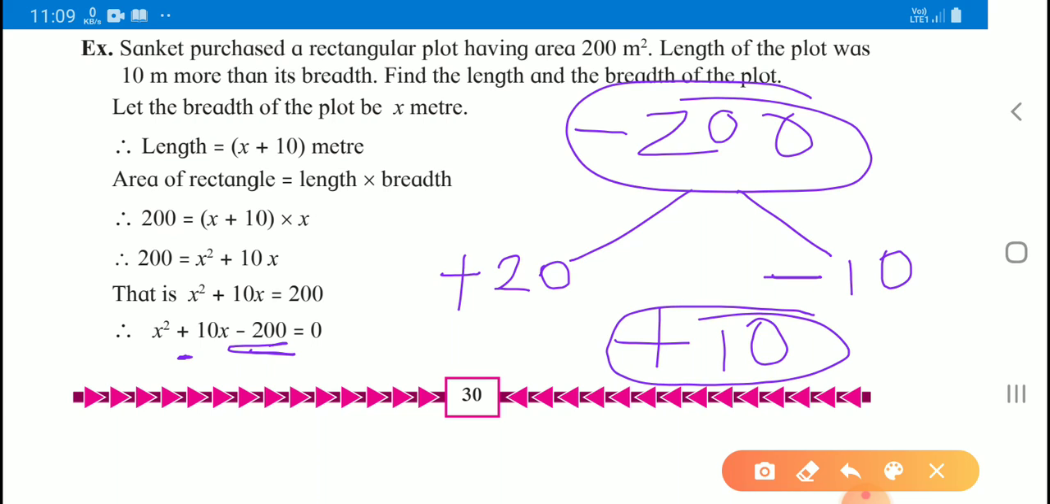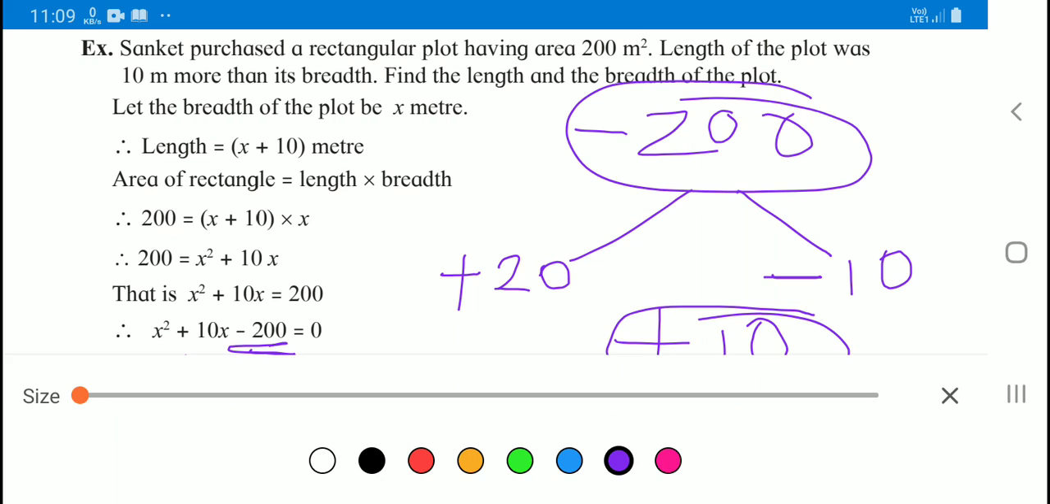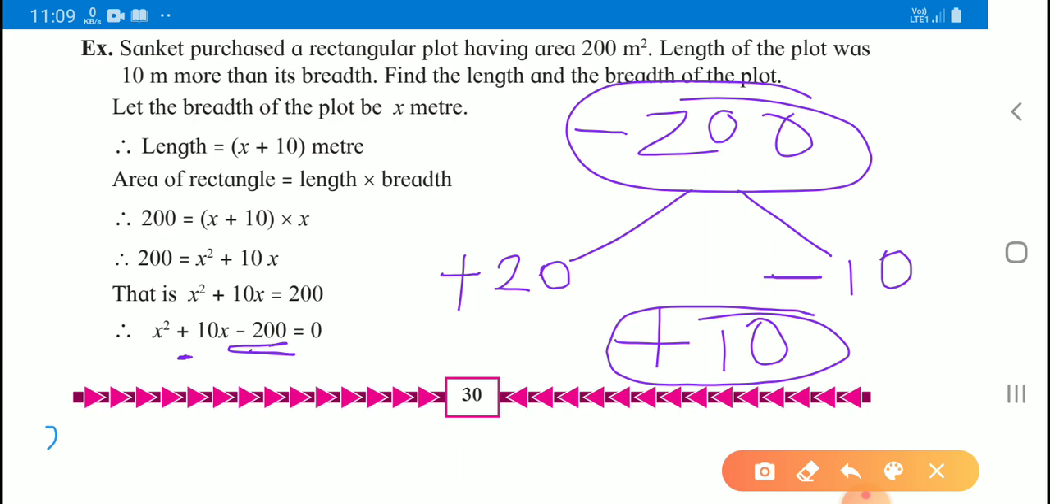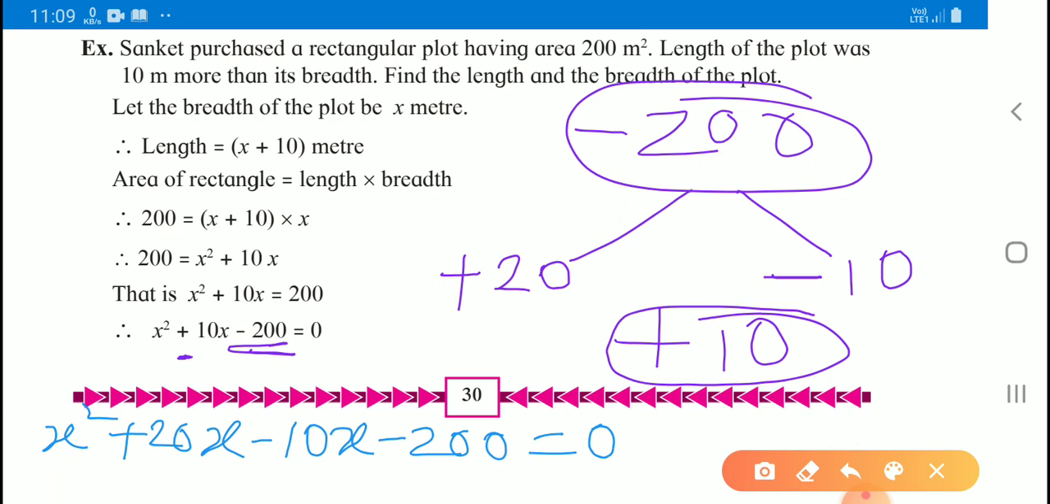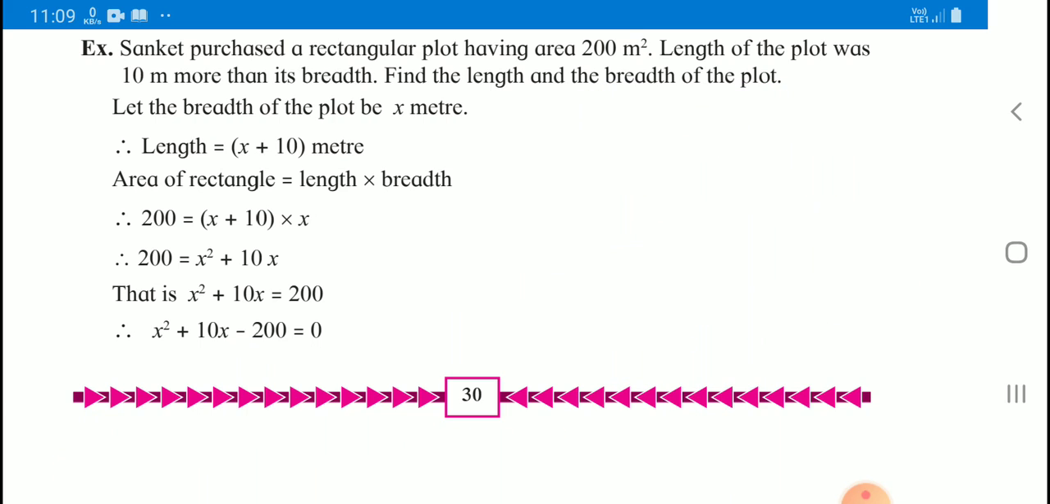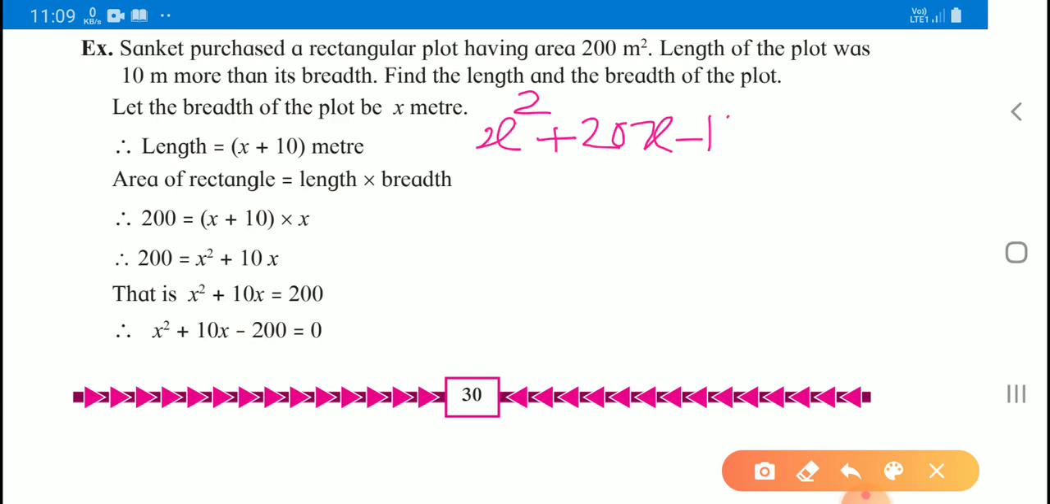10. So here the factors are, I will write here the factors: x square plus 20x minus 10x minus 200 is equal to 0. Okay. Now look, again I have to write here the factors. I will write here upside: x square plus 20x minus 10x minus 200 is equal to 0.